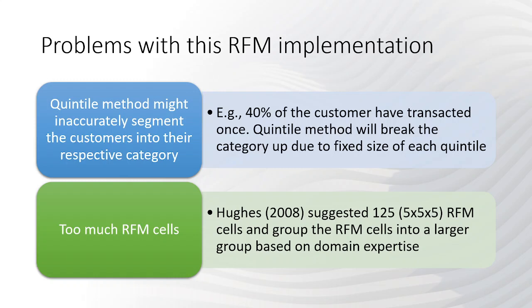The second problem is that there are too many RFM cells. So Hugh suggested that we use the 125 RFM cells. If you remember just now, there are three components and each component has five values, 1 to 5. So this is where the 125 RFM cells come from: 5 times 5 times 5. And then Hugh suggested that after this, we only group the smaller RFM cells into larger groups based on domain expertise. However, if I don't have access to this domain expertise, I can't group them together.